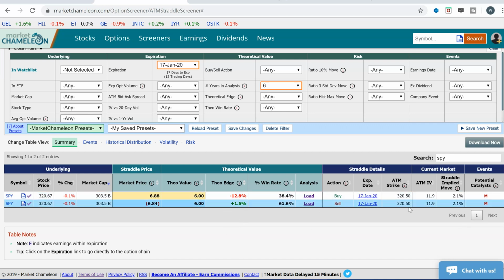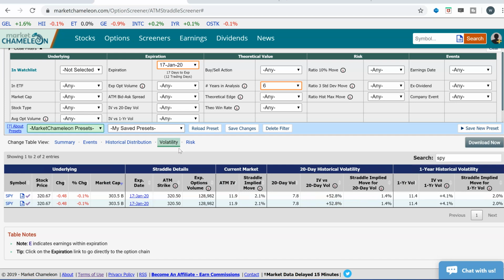And over here, you could see that the at-the-money implied volatility is 11.9. Now, let's take a look at this from a volatility perspective. Instead of looking at 6 years of data, I'm going to go to this volatility tab and say, okay, based on today's implied volatility, 11.9, the straddle has to move 2.1%. That's the break even.